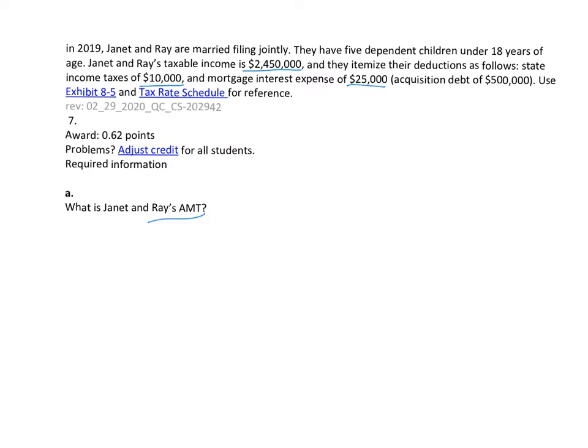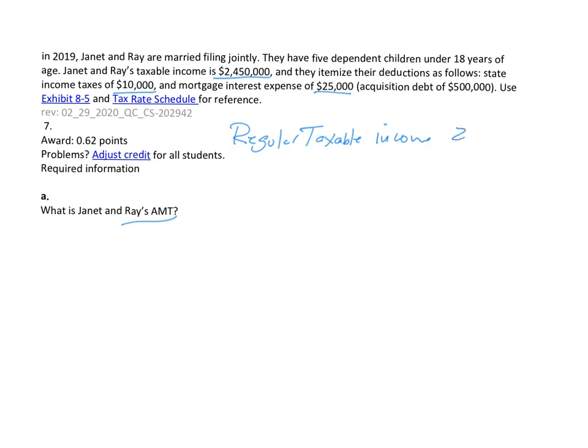Okay, so our starting point, whenever we go to calculate AMT, is regular taxable income, and their regular taxable income is $2,450,000. And now what do we do? Well, now we have what are called our add backs for AMT. So what type of things get added back? Remember, you only add back certain items, and you only add them back if they get deducted.